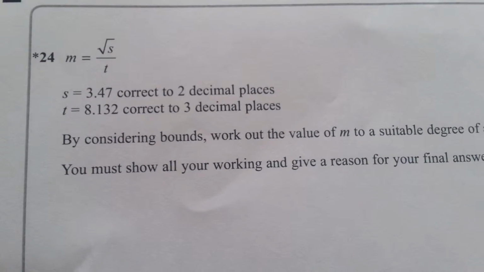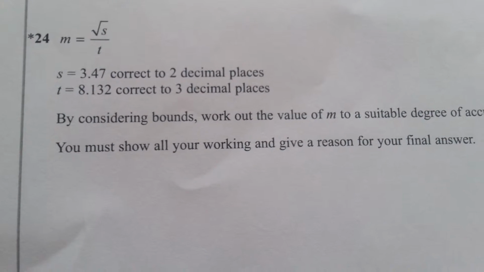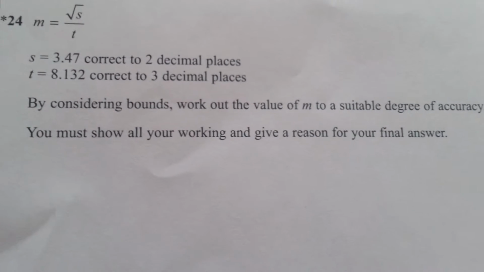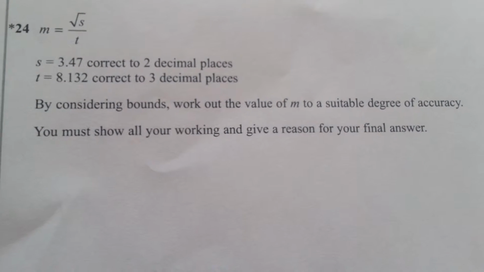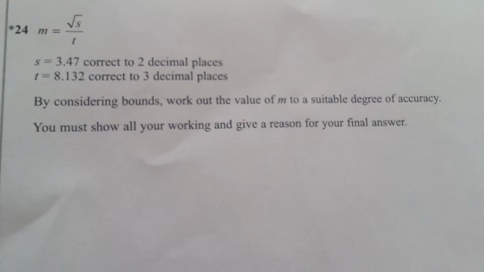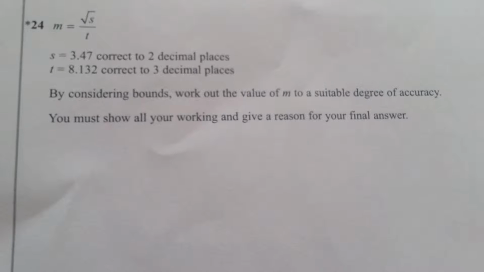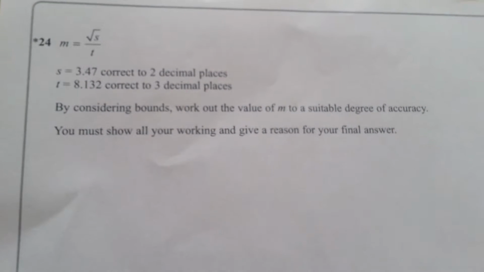This question says that m equals the square root of s over t. Then our s is 3.47 corrected to 2 decimal places, and our t is 8.132 corrected to 3 decimal places. Then by considering bounds, work out the value of m to a suitable degree of accuracy. You must show all your working and give a reason for your final answer.